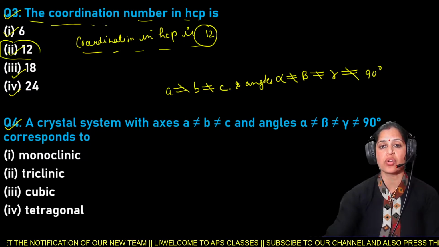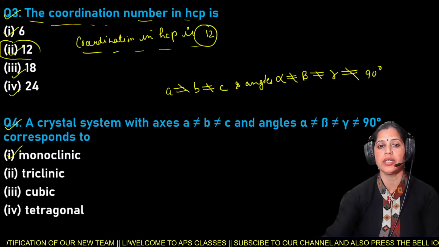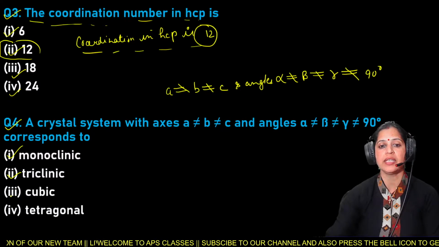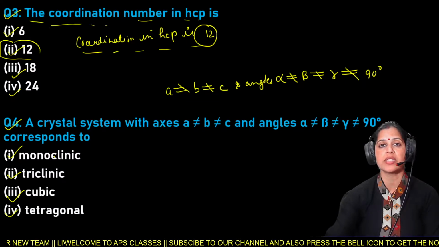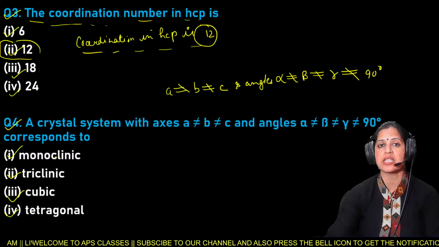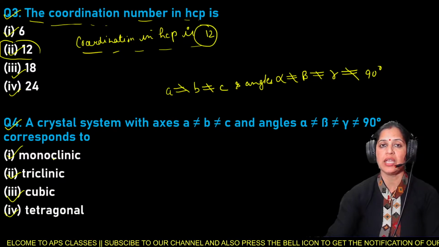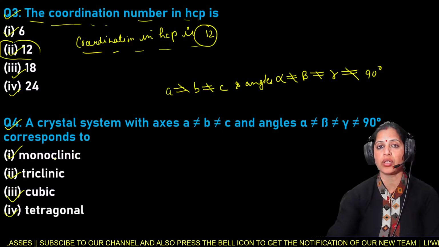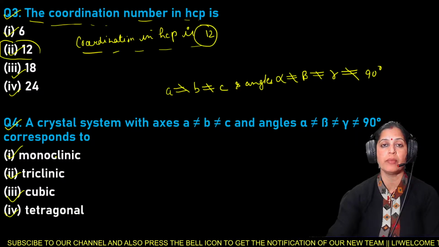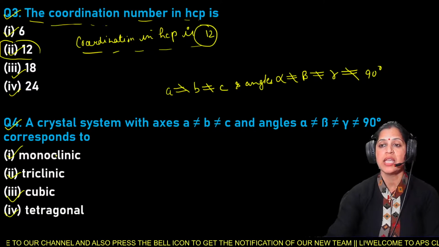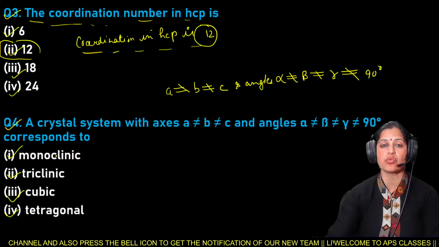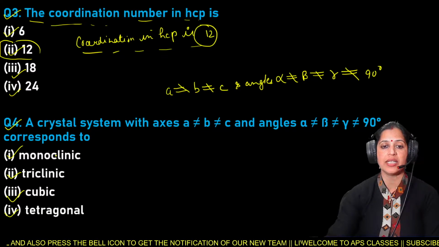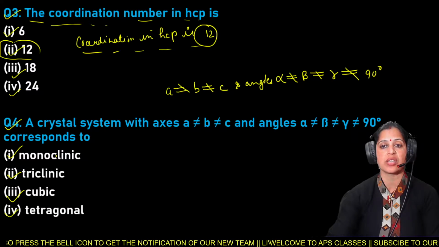And it always corresponds to either monoclinic, triclinic, cubic, and the fourth one is tetragonal. So a crystal system with axes A not equal to B and B not equal to C, and angles alpha not equal to beta, beta not equal to gamma, and gamma is not equal to 90 degrees, corresponds to either monoclinic, triclinic, cubic, as well as tetragonal.